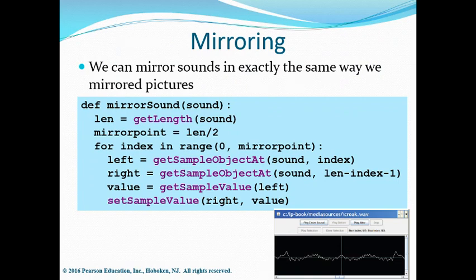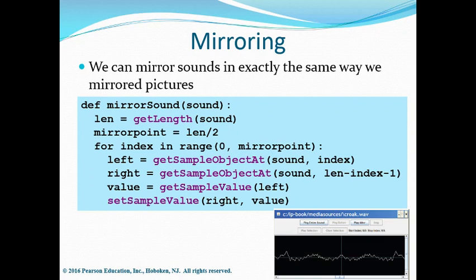So, mirroring. We can mirror sounds in exactly the same way we mirrored pictures. Here we're defining a function called mirror sound, which takes an input of sound. The length equals get length of sound, so we get how long it is. The mirror point equals length divided by 2, so that's the midpoint. Then we say for index in range, so for the first half of the sound, left equals get the sample object at the index, right equals get the sample object at the index of length minus index minus 1, and then the value equals get sample at left.